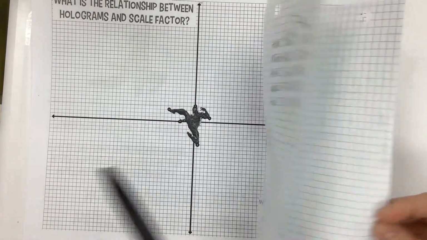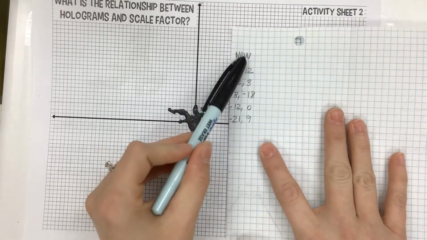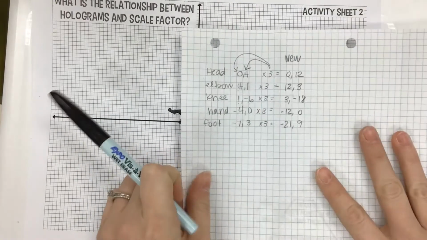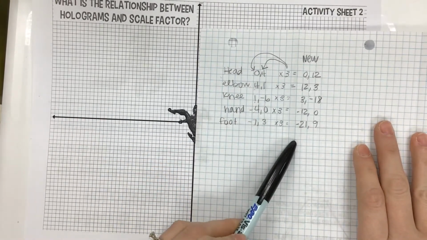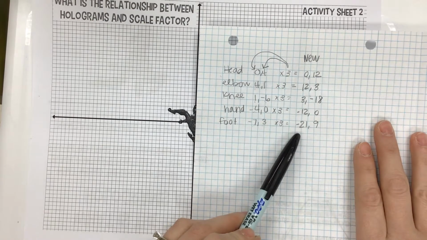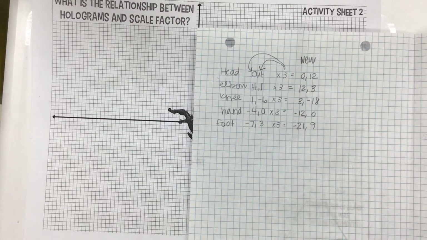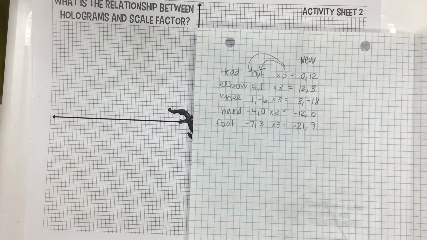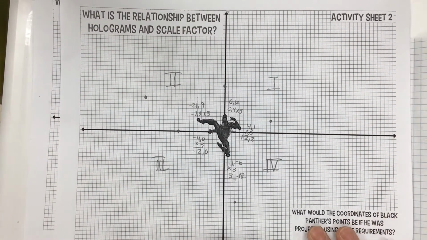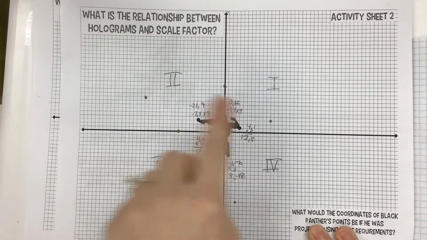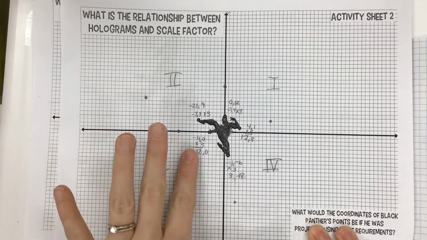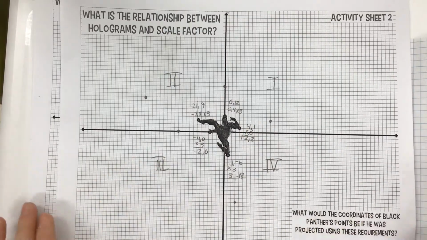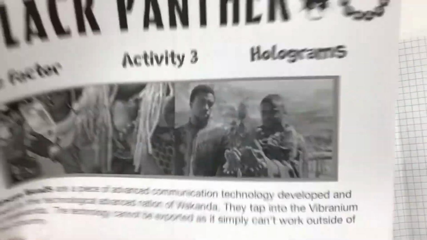All right, if your new calculations do not match these, you will want to double check your work and see where you went wrong. Okay, so these are all of our new calculations, and we're going to plot these on activity sheet 2. So whenever you get finished, your new points should be roughly in these areas. Well, not roughly, precisely, actually. Okay, so that's activity sheet 2. Activity sheet 3.